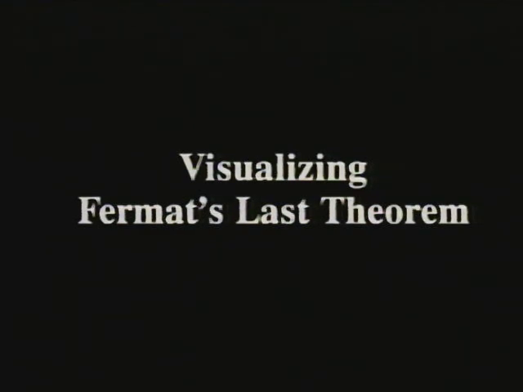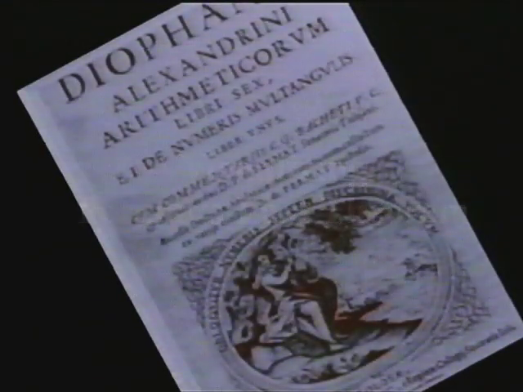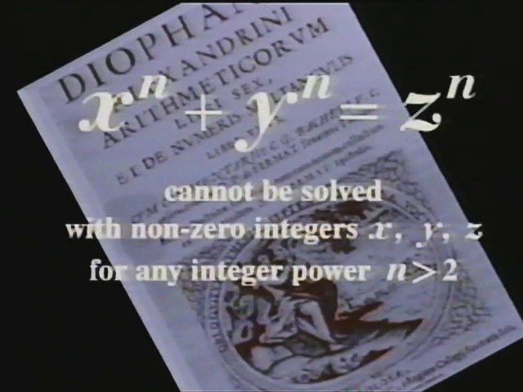In the margin of an ancient book, the 17th century mathematician Fermat stated that the equation x to the n plus y to the n equals z to the n cannot be solved with non-zero integers x, y, z for any integer power n greater than 2, and then wrote, "I have discovered a truly marvelous proof that this margin is too small to contain." The statement remains unproven to this day.